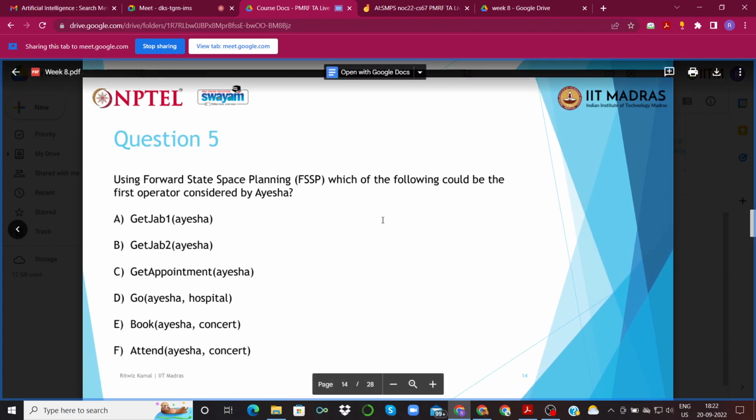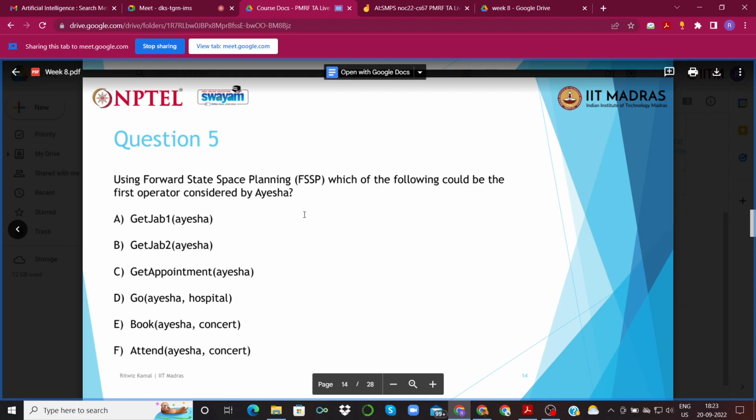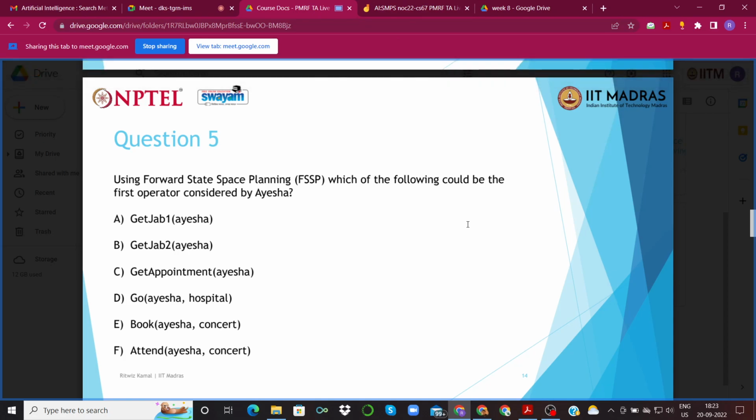Now we go to the different planning algorithms. So suppose we are using the forward state space planning. So which of the following could be the first operator considered by Aisha? What do you think? There might be one or more options correct over here.